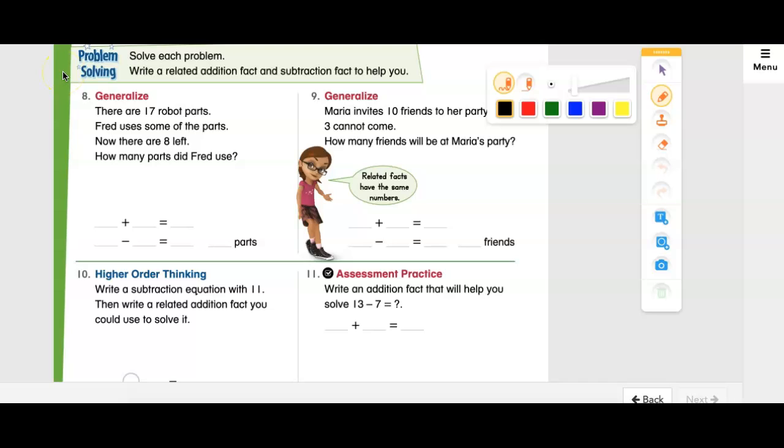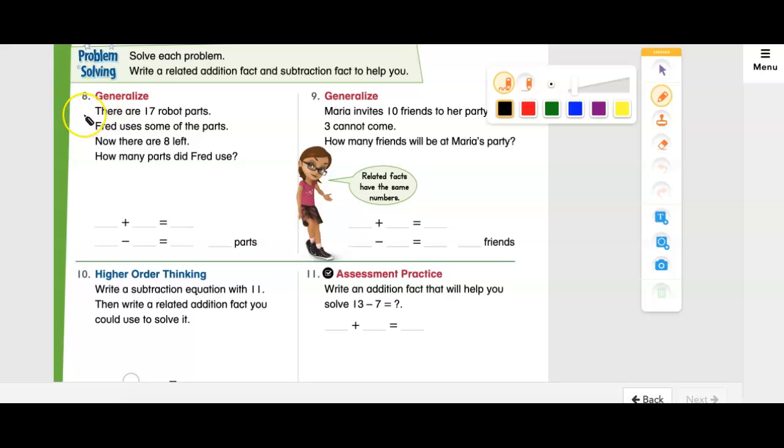And now let's complete our last workbook page for our lesson today. Page 180. Our directions tell us to solve each problem. Write a related addition fact and subtraction fact to help you.